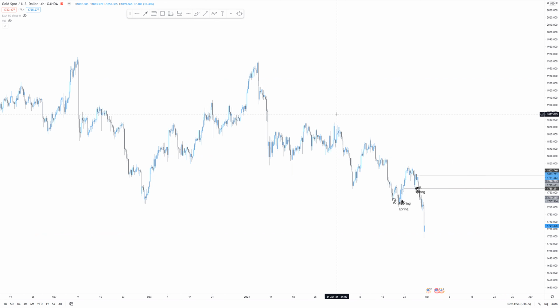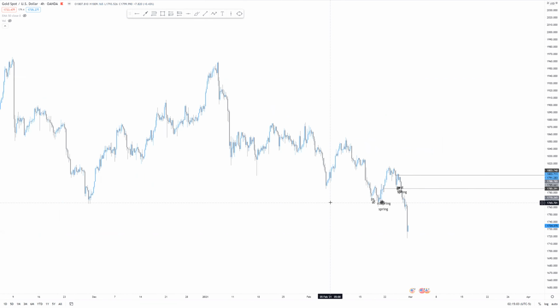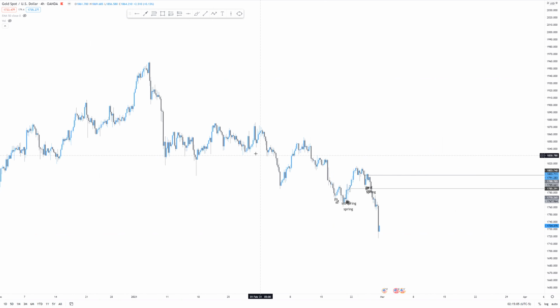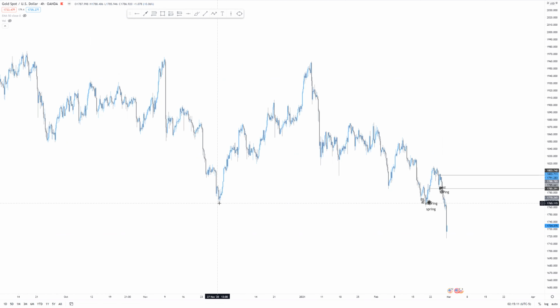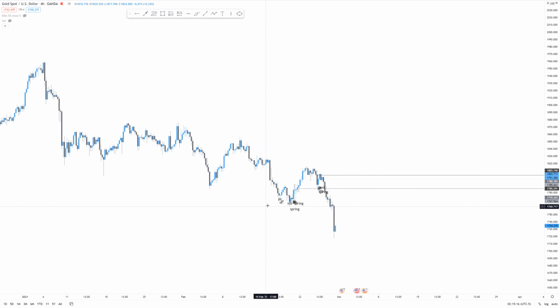So starting off with gold, what I noticed was we had liquidity here. We had relatively equal lows on the smaller time frame. And then we were also trending down, but we got a schematic right below this liquidity, which told me that we were going to go long, at least in the short term.